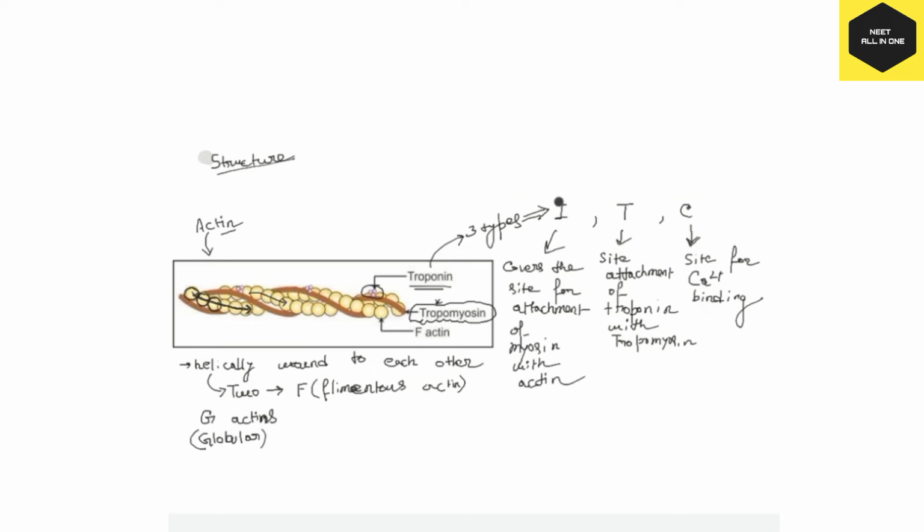Okay, so this was all about your actin. Now let us see about myosin. Now myosin looks somewhat like this. It will have a globular head, it will have globular heads, and then it will have a short tail.